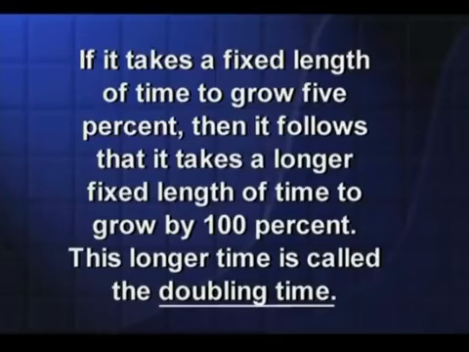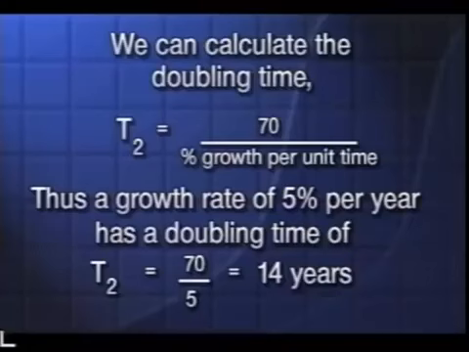Well, if it takes a fixed length of time to grow 5%, it follows it takes a longer fixed length of time to grow 100%. Now that longer time is called a doubling time. We need to know how you calculate the doubling time, and it's easy. You just take the number 70, divide it by the percent growth per unit time, and that gives you the doubling time. So in our example of 5% per year, you divide the 5 into 70, and you find that growing quantity will double in size every 14 years.